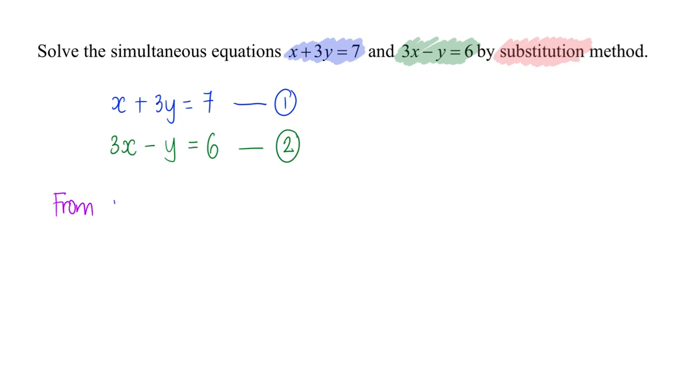Why do you think Mr. Tan chose equation 1? Yes, because we could easily get this. I'm going to make x the subject now. x equals 7 minus 3y. This will be my equation 3. In case you're wondering why it is minus 3y, I'm minusing 3y on both sides of this equation so that this will become 0. Okay?